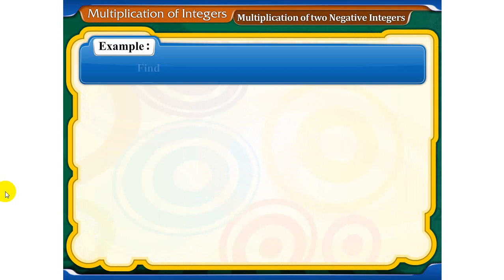Example. Find 1. Negative 31 multiplied by negative 100. 2. Negative 25 multiplied by negative 72. 3. Negative 83 multiplied by negative 28.